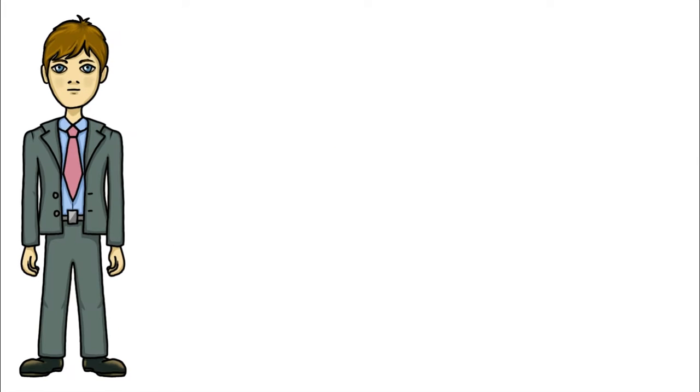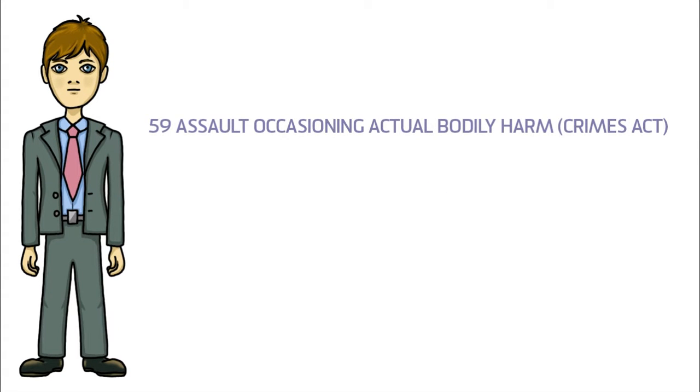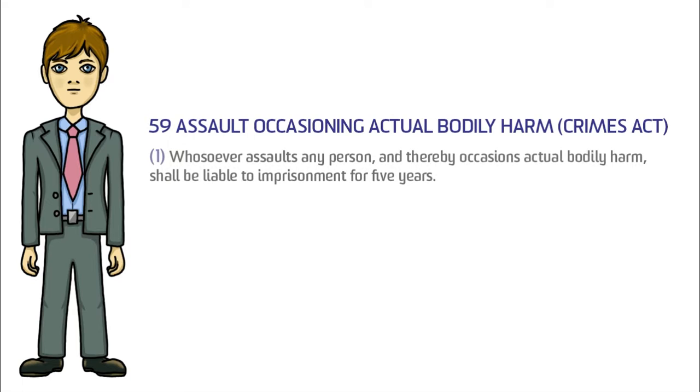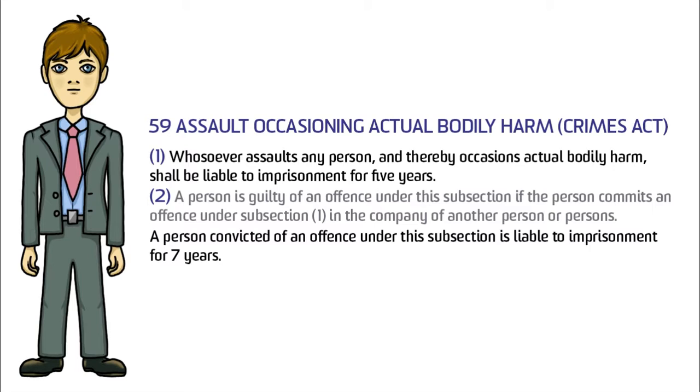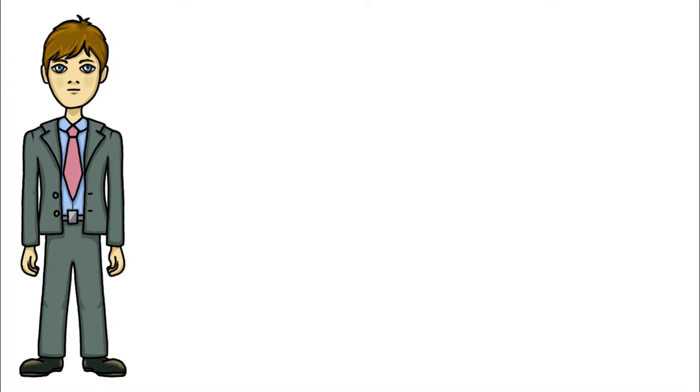So let's take a look at such an illustration. Meet Andrew. Andrew is charged with assault occasioning actual bodily harm stemming from a fight that allegedly occurred at his workplace. If we take a look at the provision, we can see what the Crown has to prove. 1, that an assault occurred, and 2, that this assault occasioned actual bodily harm. Now, without knowing more, assume the following.